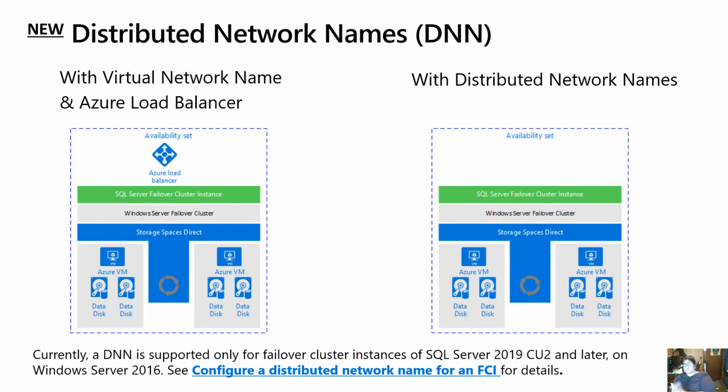Another new feature that's coming out is distributed network names, or DNNs. Using DNNs allows you to bypass the requirement for having a load balancer, so it can help you have a little less to manage. This is a relatively new technology. It is available on SQL Server 2019 CU2 and later, on Windows Server 2016. Again, there's a link here for how to configure the distributed network name for failover clustered instances, and I will let you investigate that.